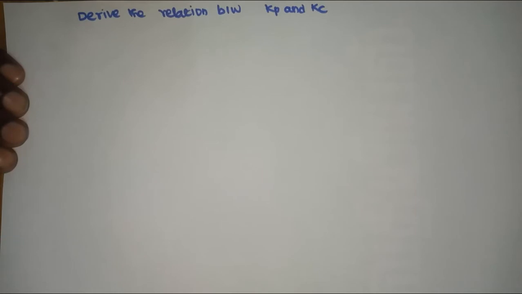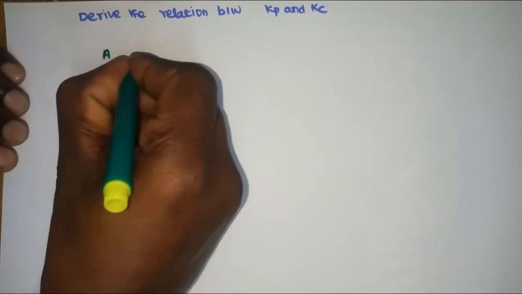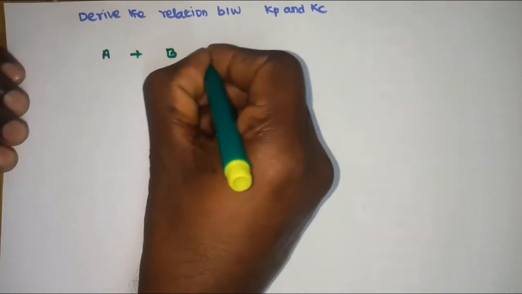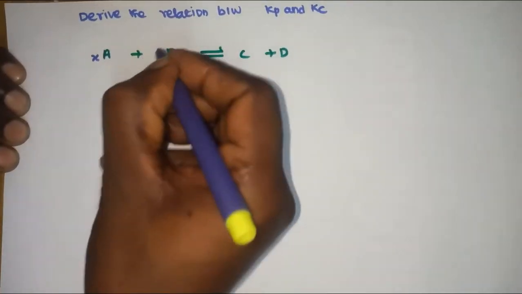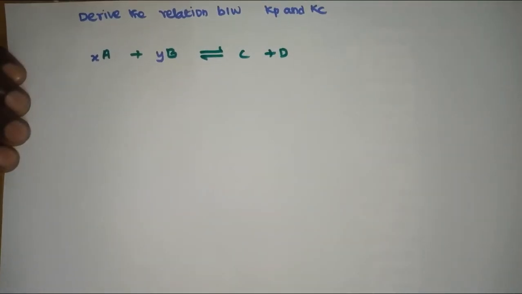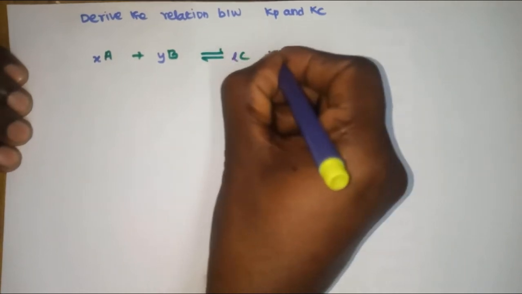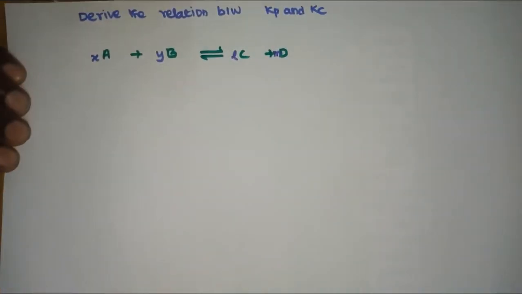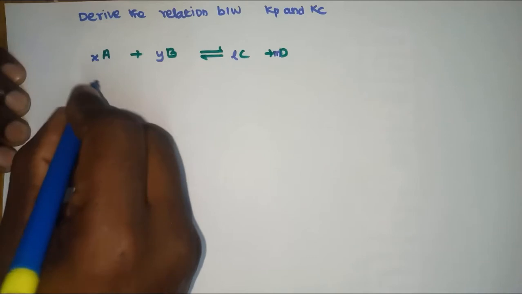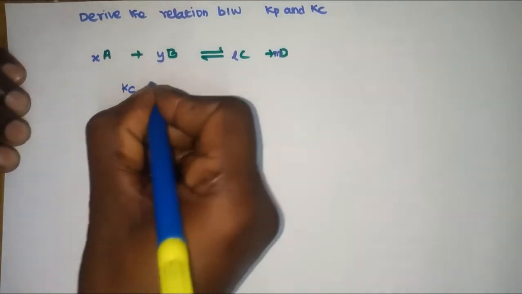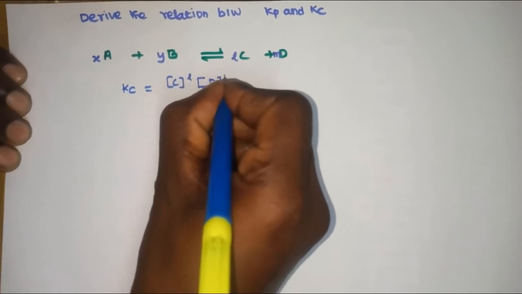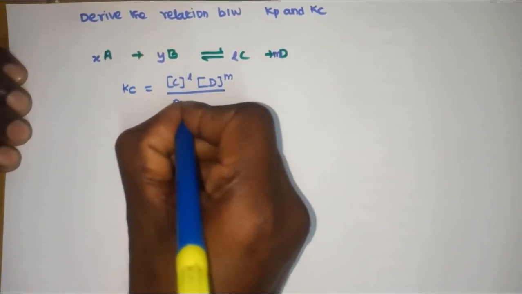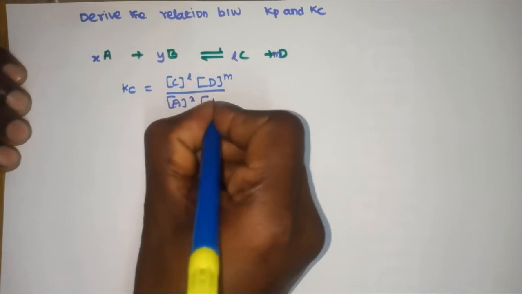Next, derive the relationship between Kp and Kc. Let us consider one example. Reactants A and B react to form products C and D. X and Y are the stoichiometric coefficients of the reactants A and B. L and M are the stoichiometric coefficients of the products. The equilibrium constant Kc is written as Kc equal to C power L into D power M divided by A power X into B power Y.